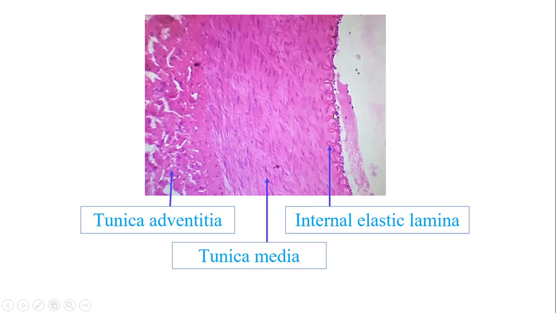Here is the tunica intima. Here is the tunica media, the middle layer, and here is the tunica adventitia. Here you can see the internal elastic lamina. Here is the internal elastic lamina. So remember that we've got the elastic lamella in the aorta, while we've got the internal elastic lamina in the muscular arteries. Okay, not in the aorta.